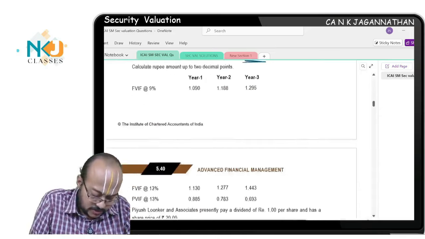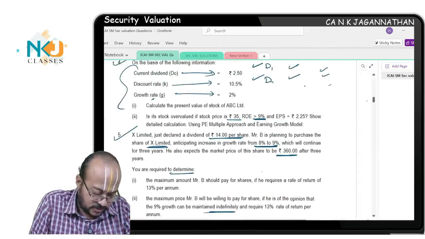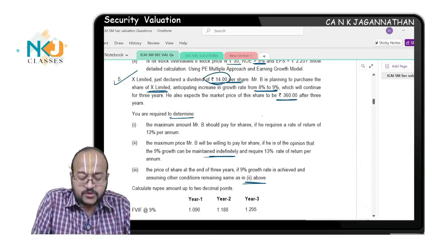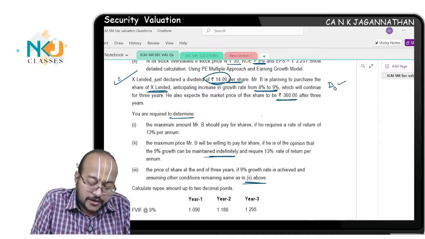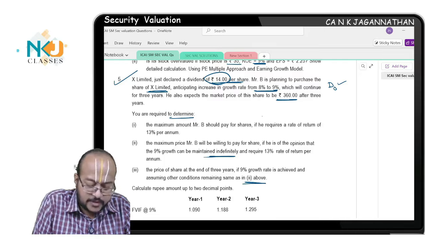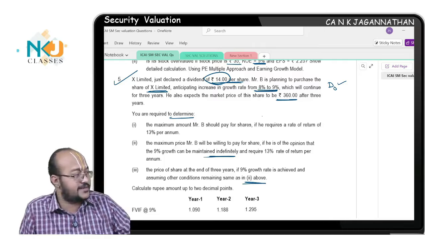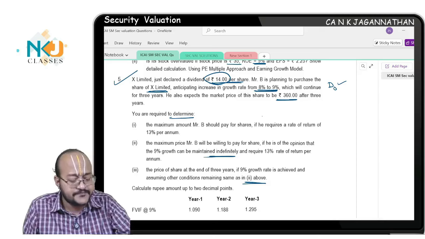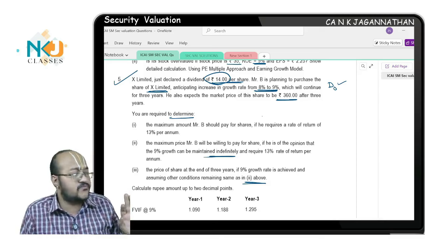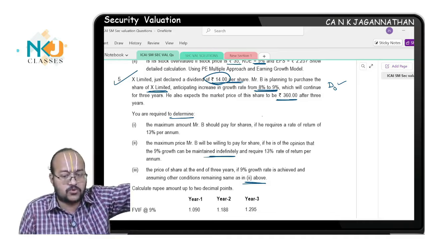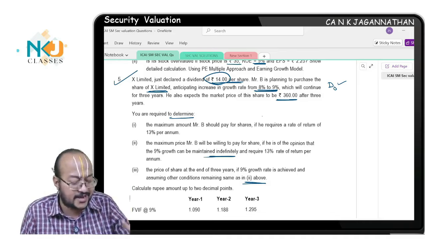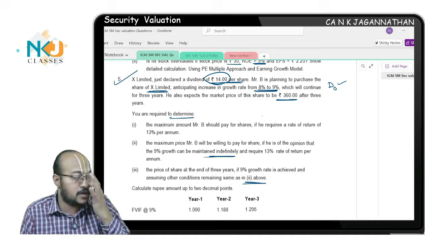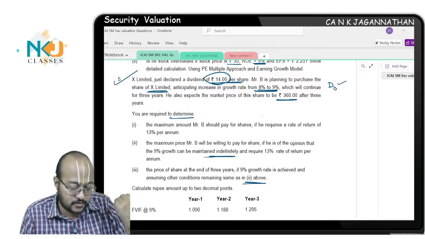These are the questions being asked. Present value factors, all these are given. See, very simple. X Limited, the company, has just declared a dividend of 14 per share, which means you tell me, is this D0 or D1? It is D0. Next, B is planning to purchase the share, anticipating an increase in growth from 8 to 9%, which means existing growth is 8% and it will increase to 9%, which will continue for 3 years. Whether the current growth rate of 8% is relevant or not, only the future growth rate you will consider, and 9% is the future. Is this 9% permanent or will it continue only for 3 years? For 3 years, which means for 3 years the dividend will grow at 9%.